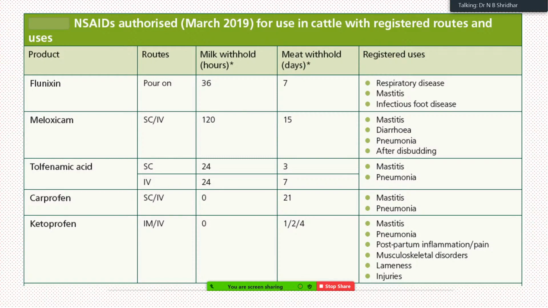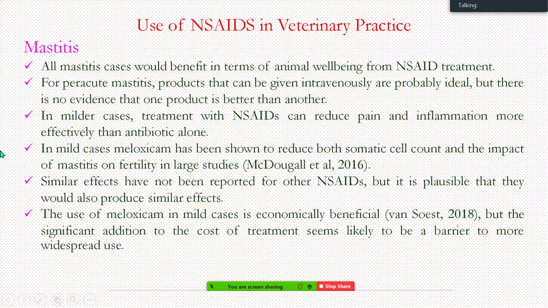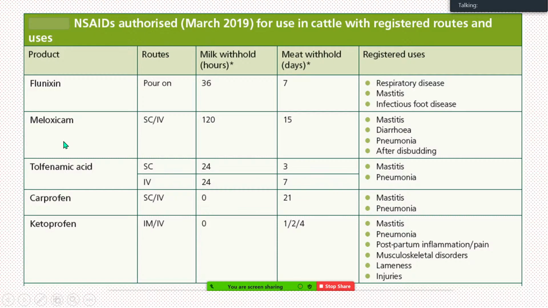So these are all the agents, especially the NSAIDs authorized to be used in cattle with registered routes and uses. For example flunixin, a pour-on preparation, where the milk needs to be withdrawn, and it is used for respiratory disease, mastitis and infectious foot disease. Whereas meloxicam is one of the very commonly used NSAIDs in veterinary practice.